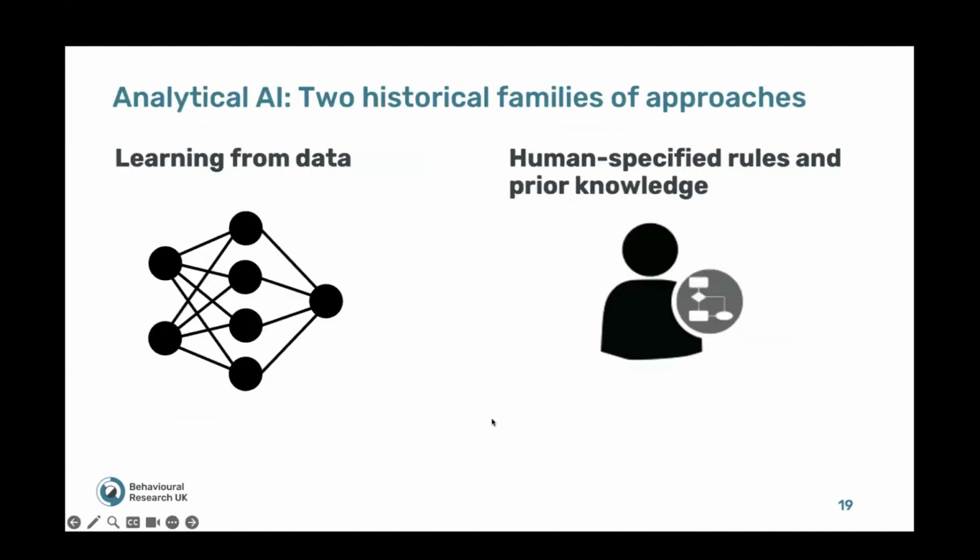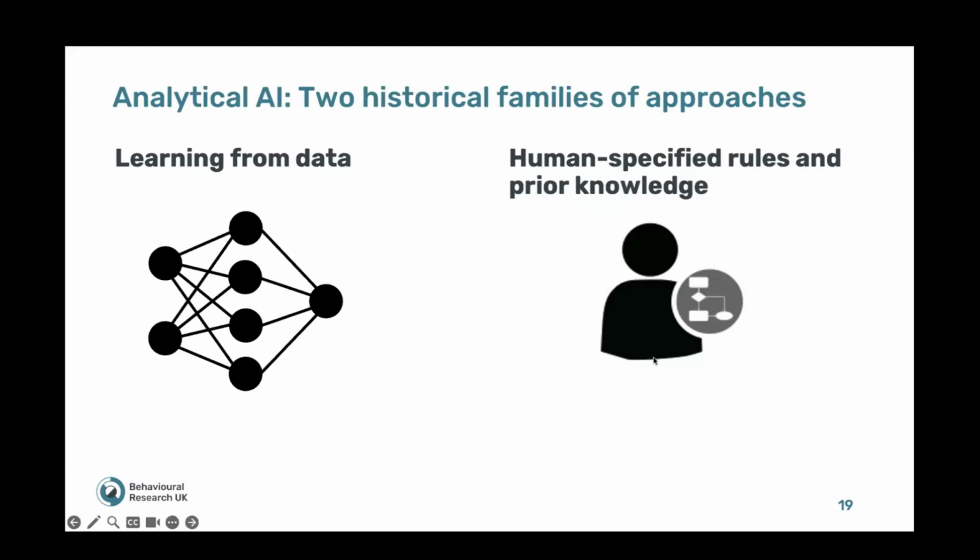Okay. So as I mentioned in the previous webinar, and for those who didn't attend that one, I will just briefly repeat, there are different historical families of technical approaches to develop AI algorithms. One big family is learning from data, machine learning, and now we have models which are really very huge, but they're still based on learning from data.